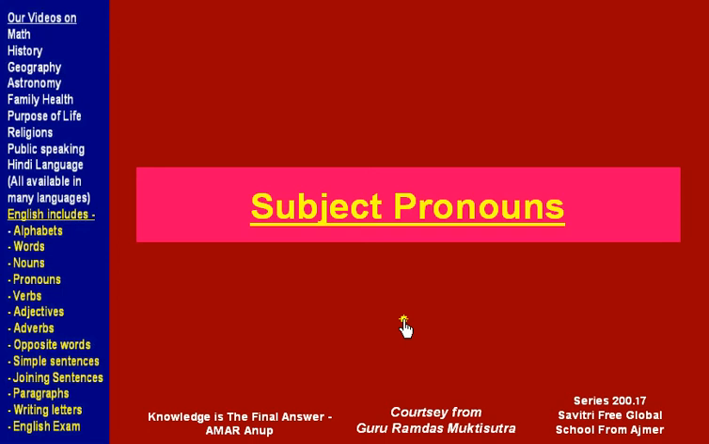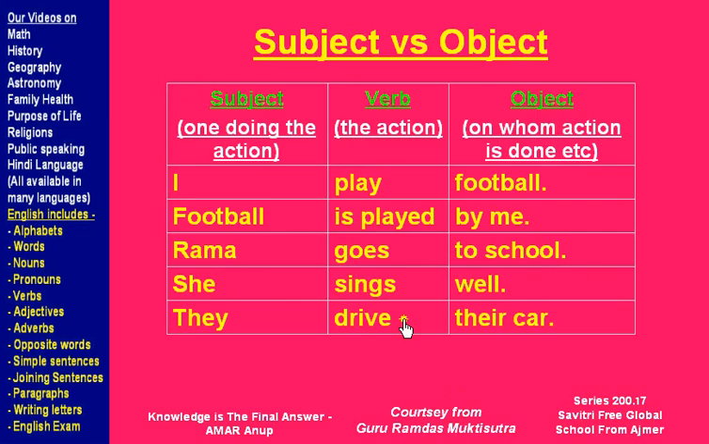First, we will talk about subject pronouns. What is subject or object in a sentence? A sentence has three parts. First part of the sentence is called the subject, and subject is the one who is doing the action. The second part of the sentence is called the verb, and the verb denotes the action that is being done.